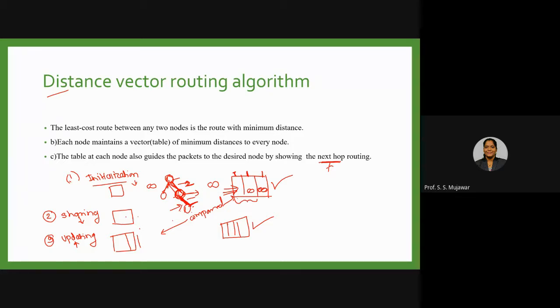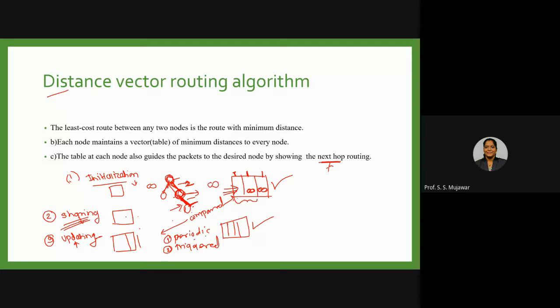Because if this node cannot reach, then it is also going to write the infinite value. But this should be updated to this node too, right? Because this node would think, okay, I can reach, it gave me the value, I know I can reach. So this needs to be updated. This sharing of the routing table is possible in two ways. One is called periodic update, and the other is the triggered update.